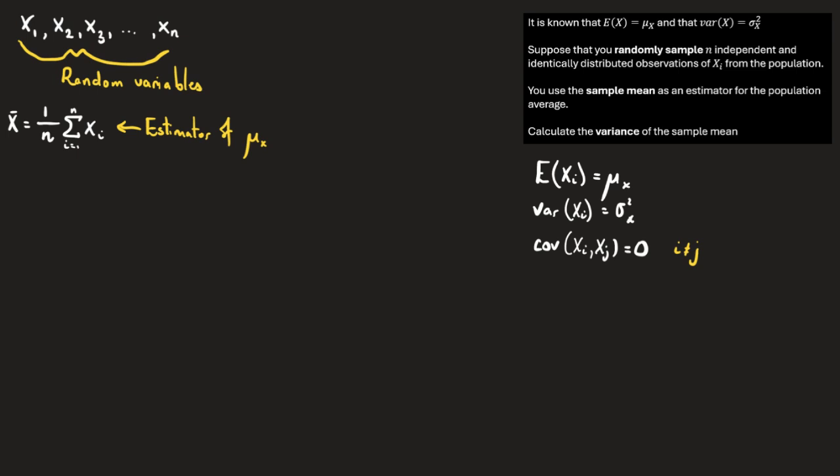Now we need to try and find the variance of the sample mean, and that will give us a measure of the variability of the sample mean across samples. So to calculate the variance of the sample mean, we're just going to apply the variance to x bar, which is equivalent to finding the variance of 1 over n times the sum from i equal to 1 to n of xi.